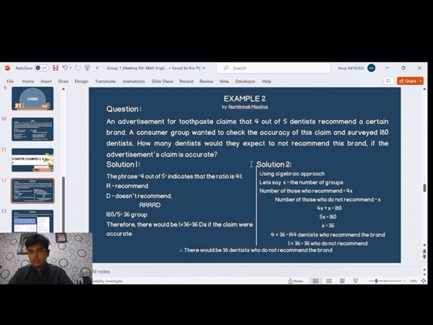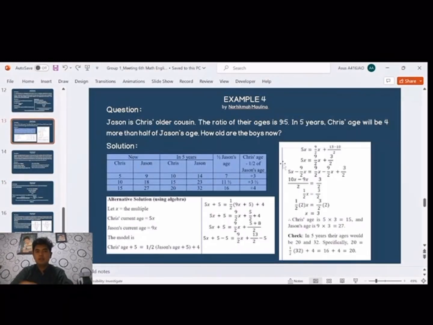So it will be 5x equals 180. X will be 36. There would be 36 dentists who do not recommend the brand. Okay, next is example 4.